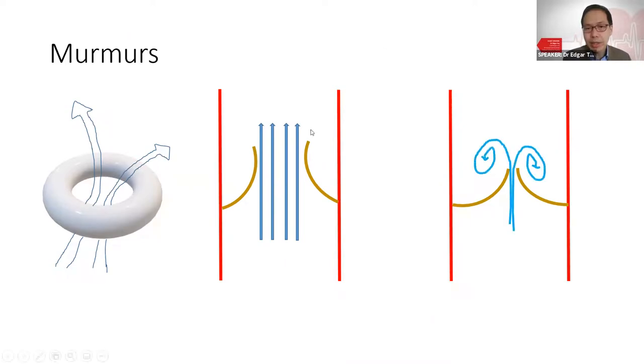Here you can see the middle one is when a valve opens nicely, you have laminar flow or very streamlined flow, and you don't have murmurs. But if you have a stenotic valve, where the valve does not want to open and you're squeezing blood through a small orifice, you generate these eddy currents or this turbulence. And therefore, that generates the loud murmur that we typically can hear with the stethoscope.